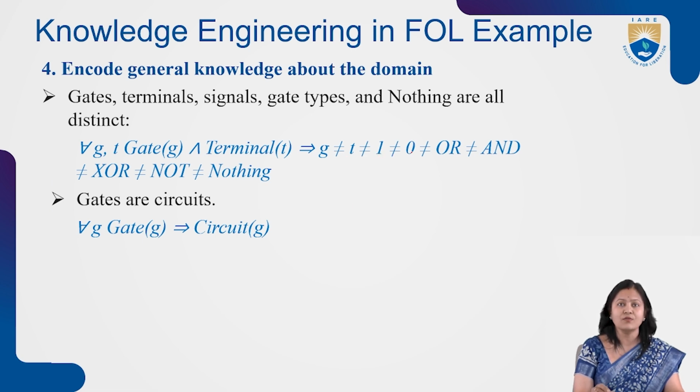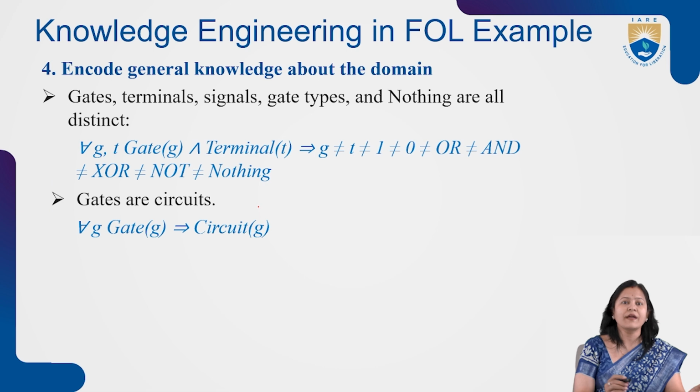1 is not equal to 0, and is not equal to any of the gates either. NOT is not equal to OR, not equal to AND, not equal to XOR, and not equal to NOT, and not even equal to nothing. So everything, whether it is a gate, terminal, signal, gate type or nothing, is distinct. All are different from each other. This is the way of representation. Now, the next one: the gates are circuits.